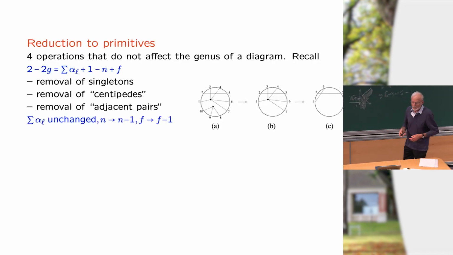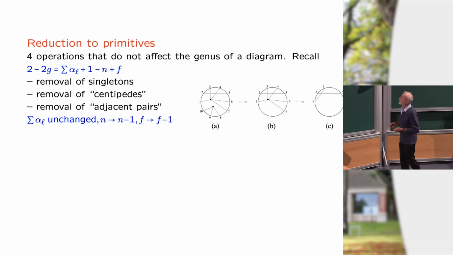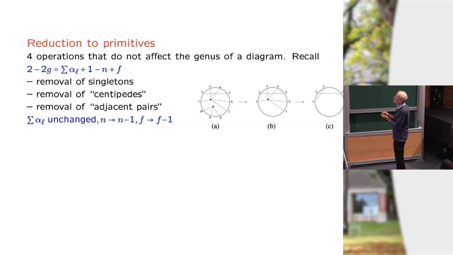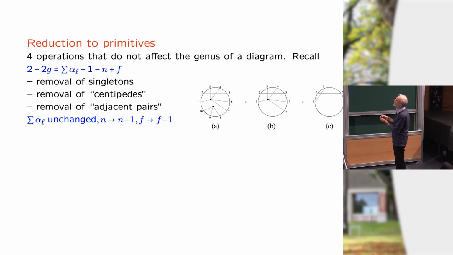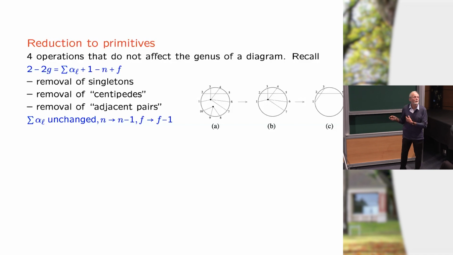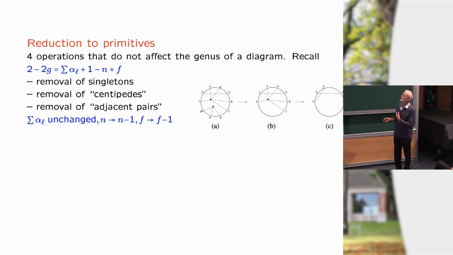Okay, you can go on. Next step is to remove what are called adjacent pairs. Here that would be one of the centipedes that I was talking about before, but look at these edges going to points 3 and 4, for example. They are adjacent in my sense, and if I remove one of the two, clearly I won't change the genus. Again, the same reasoning. You count the number of faces, the number of points, and you find that the genus remains the same.